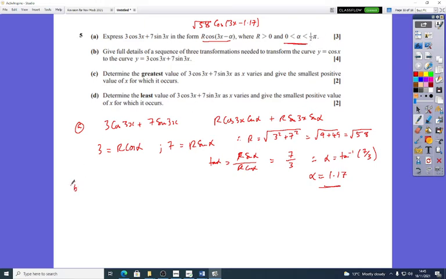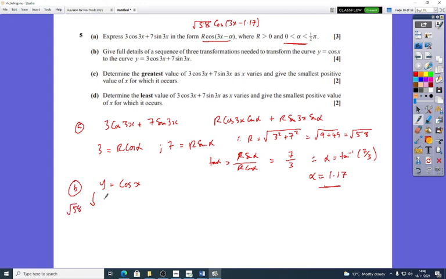Now part B, we did that during some revision. Full details, sequence of 3 transformations needed from y equals cos x to get to this one. So you're going from y equals cos x, and you want to go to there. First of all, you could just multiply. I'm just going to do it in my order and then check it through. I will say that is first being multiplied by root 58.